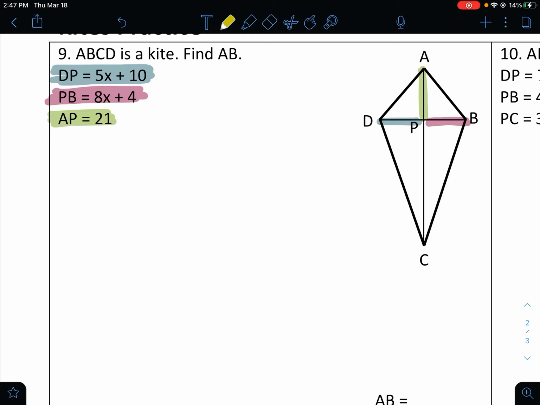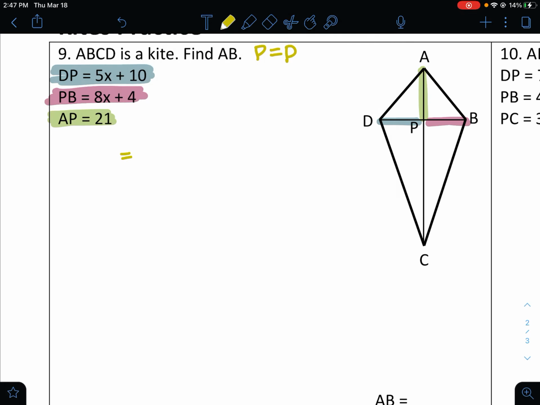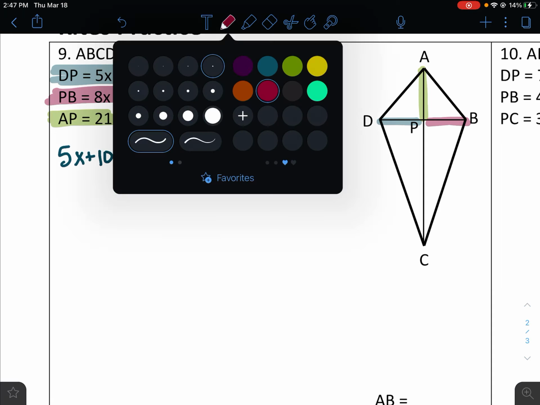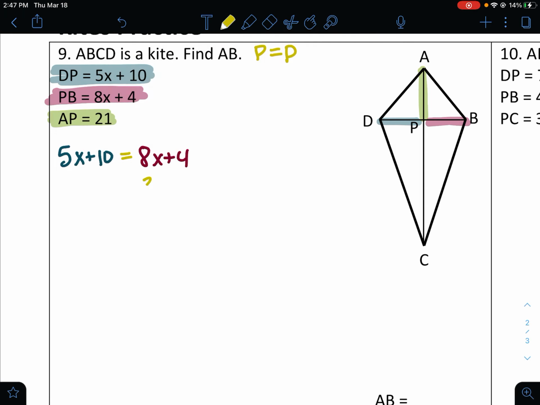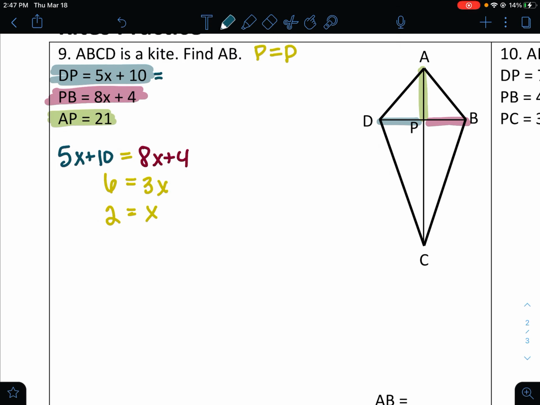DP and PB are definitely equal, so those two are going to be part equals part. So let's just start there. And we'll see what else we need to do later. So I'm going to set that up and solve it. All right, so we get 2 equals x. Plug it back in, make sure we got it right. And also that might help us find the answer.